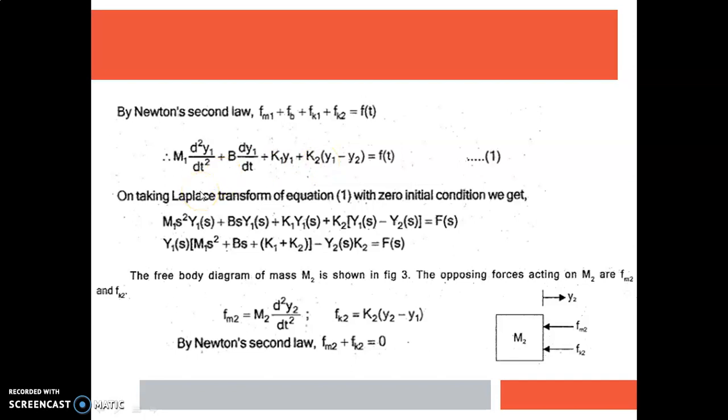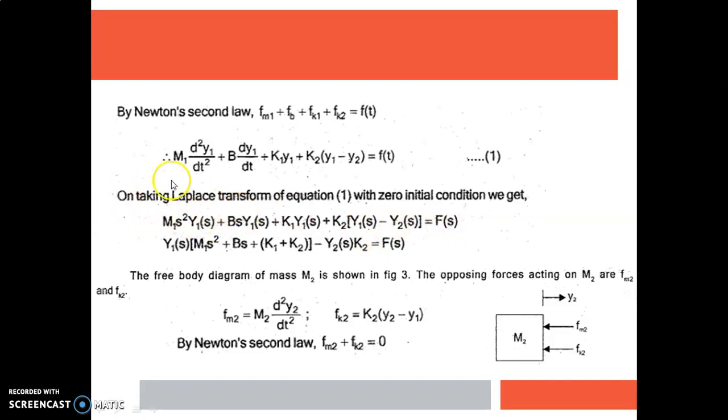Now you have to take the Laplace transform of the above equation with zero initial conditions. So m1 into d square y1 by dt square will become m1 s square y1 of s. b into dy1 by dt will become bs into y1 of s. k1 y1 will become k1 into y1 of s, plus k2 into y1 of s minus y2 of s, is equal to f of s.